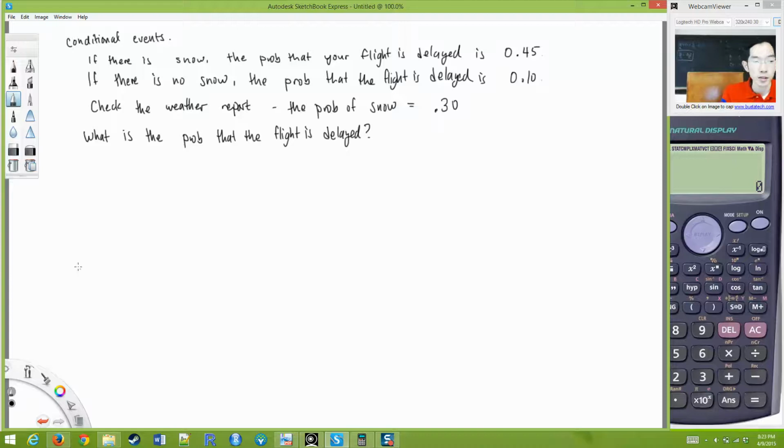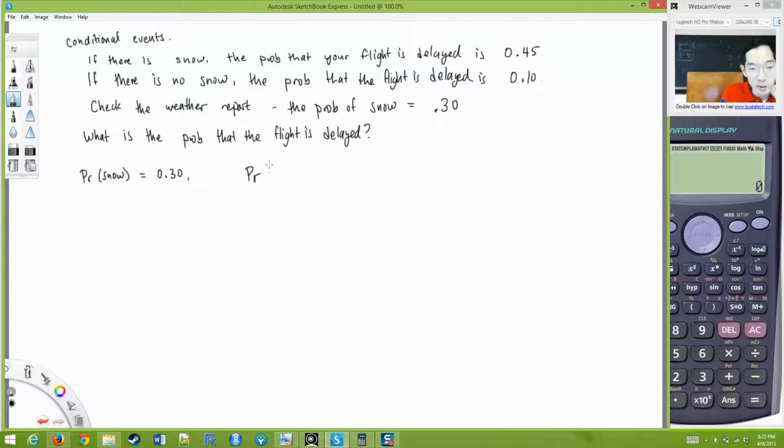Okay, so in this case, we're going to set up a probability tree as well. Or actually, before I do that, we can write these conditional events in a few different ways, okay? So we can just write the probability of snow is equal to 30%. That's just this sentence right here. Is that okay with everyone? All right. But then we say if there is snow, the probability that your flight is delayed is 0.45. This is written this way.